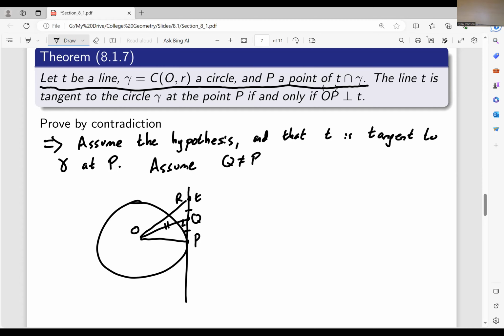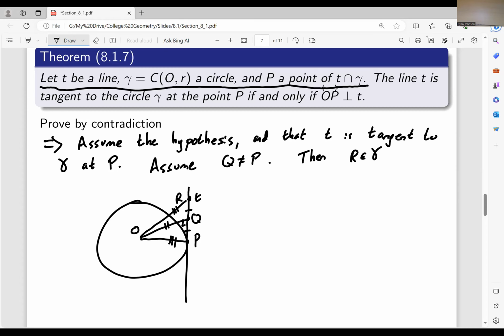this line is congruent to itself. So I've got SAS tells me these triangles are congruent because of side, angle, and side. Therefore, this is congruent to that. If that's congruent to that, then R has to be an element of gamma because it's the same distance from O as P is. And the definition of circle is all the points that are the same distance.